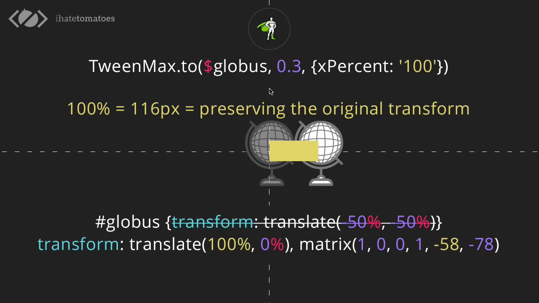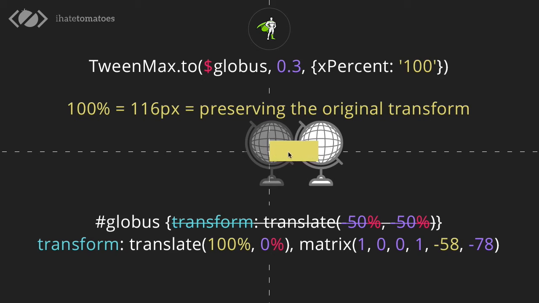And the last tween we applied was the XPercent 100. This time the 100% is still set to the 116 pixels, which is the width of the globus, but this time we're preserving the original transform. As you can see, we're still overriding the transform translate originally set in the style sheet, but the minus 50 is recalculated to a pixel value, which is minus 58, and on top of that, GreenSock applies the 100% translate value. So what this means is that we are offsetting the center of our globus by 116 pixels.